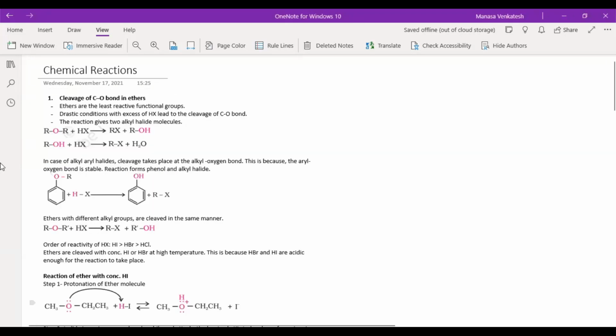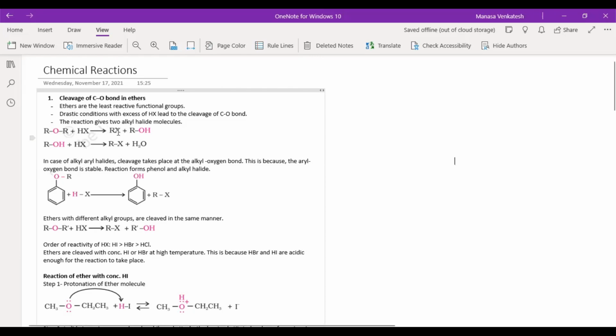Let's look at the chemical reactions involved in ethers. So first of all, ethers are the least reactive functional groups, and drastic conditions are required for them to undergo a chemical reaction. So here we have the cleavage of C-O bonds in ethers. What happens is the ether reacts with HX, the hydrogen halide molecule, leading to the formation of two alkyl halides.